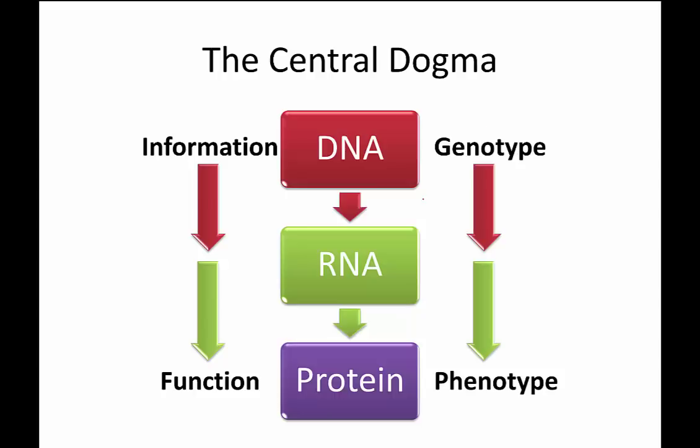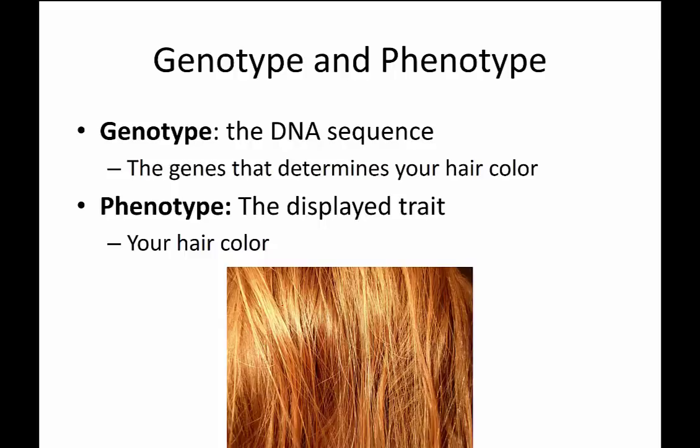Now I'm going to introduce you to another couple of words. These are genotype and phenotype. Just like we go from information to function, we go from genotype to phenotype. Genotype is simply the DNA sequence. You can think of geno, so you can think of gene. So genotype is essentially just the DNA sequence. In this example where we're dealing with hair color, the genes that determine your hair color, that is your genotype. And specifically, we're thinking about the sequence of those genes.